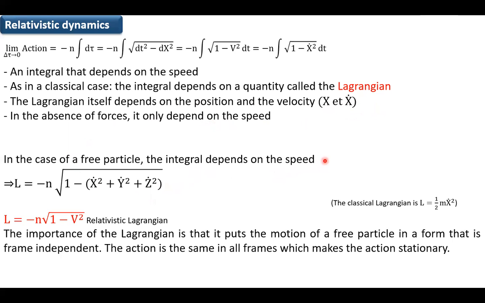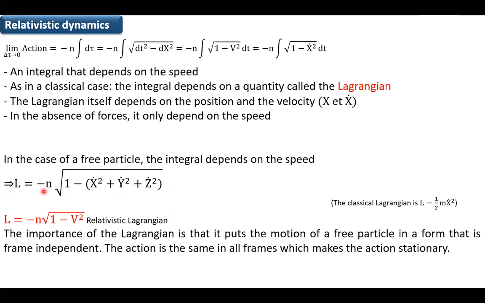The integral depends on the speed. So L is the term inside the integral. The minus n you can put inside because it's a scalar. You can put it inside of the integral or outside, it doesn't change anything. So the quantity minus n times the radical of 1 minus x dot squared is the Lagrangian, because it is the quantity inside the integral that determines the action. Okay, you can use the entire space, x dot squared plus y dot squared plus z dot squared, if you have motions along y and z. Or you can simply use x dot squared if you have motion only along x.